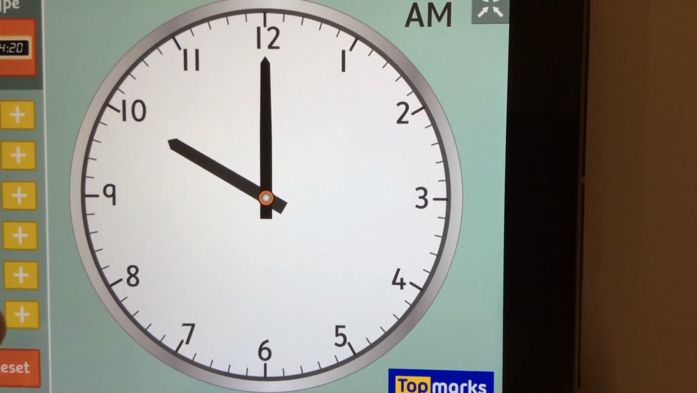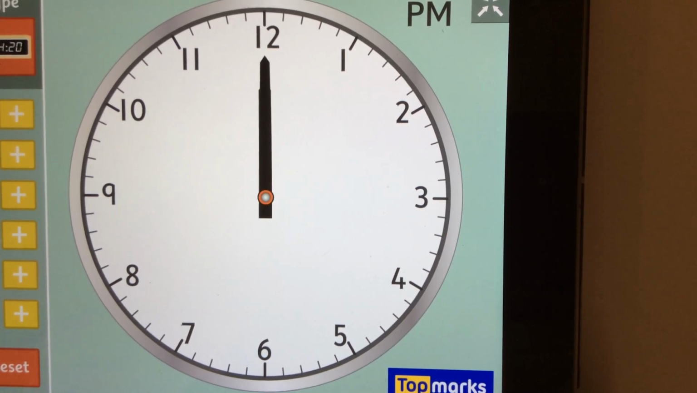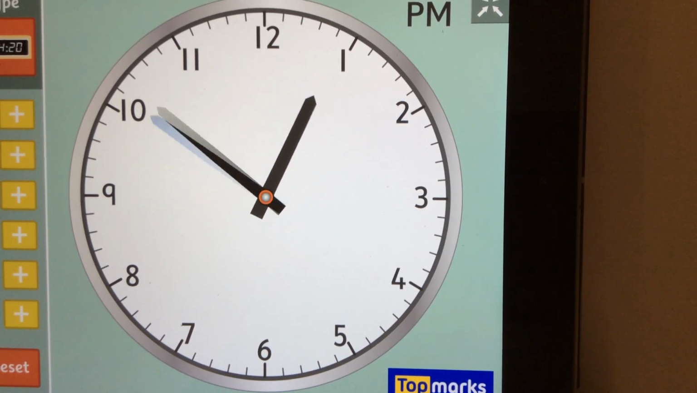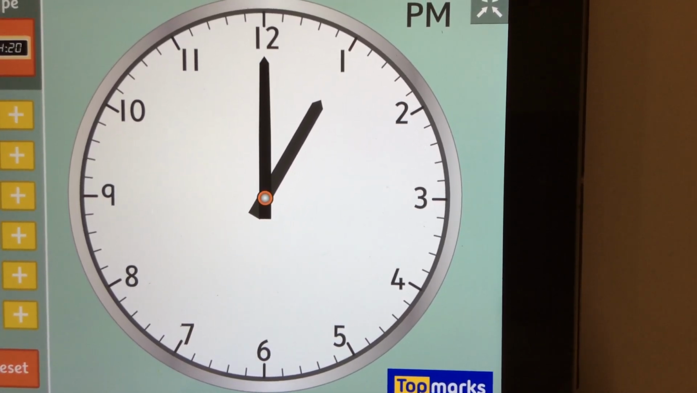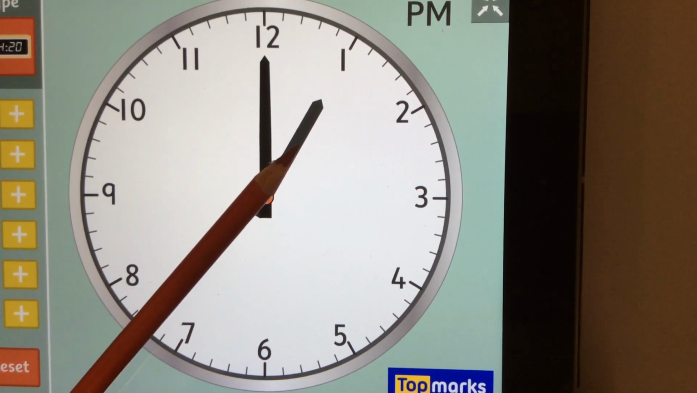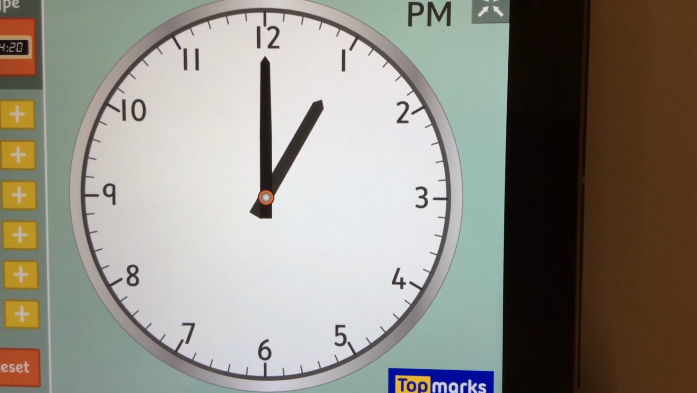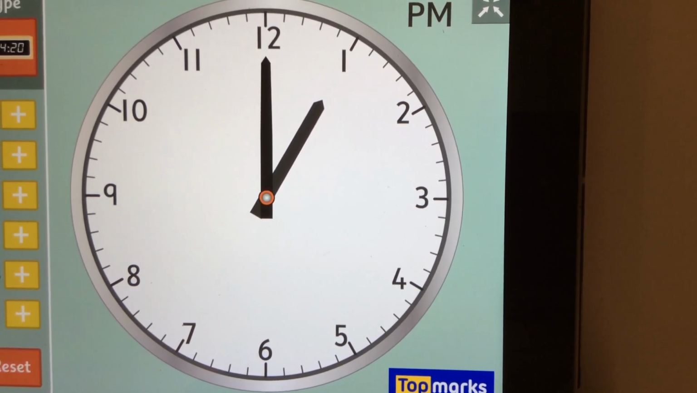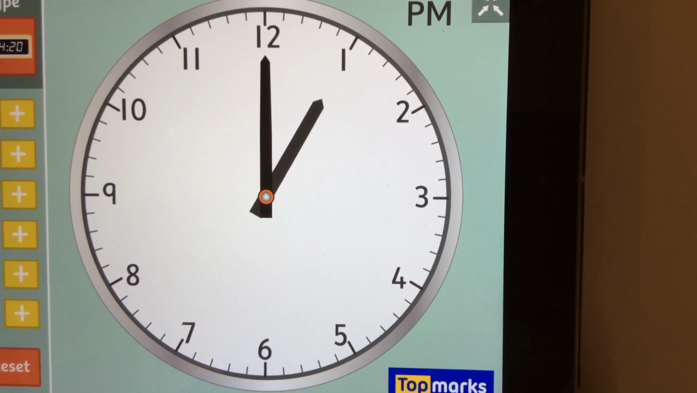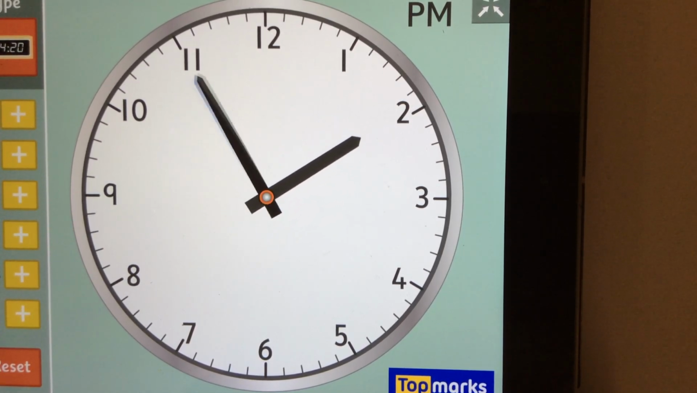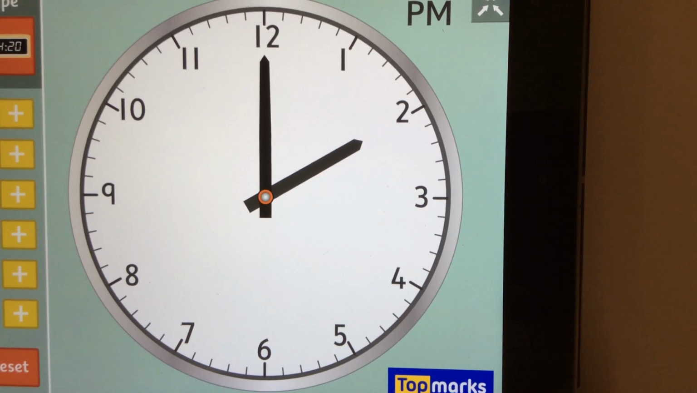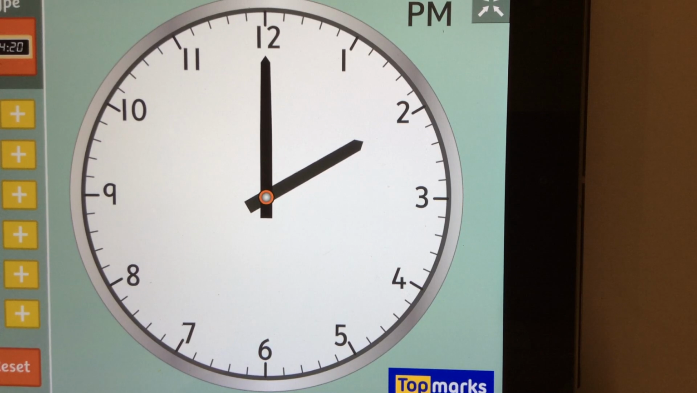Okay, here's your next one, number 2. Right, what time do we have now? The hour hand has moved on to the other side. What's it pointing towards? And it's definitely pointing to the 12, so it's going to be something o'clock. Hit the pause button and write that down. Here is the next one. Okay, can you please hit the pause button and write down what time you think it is now?